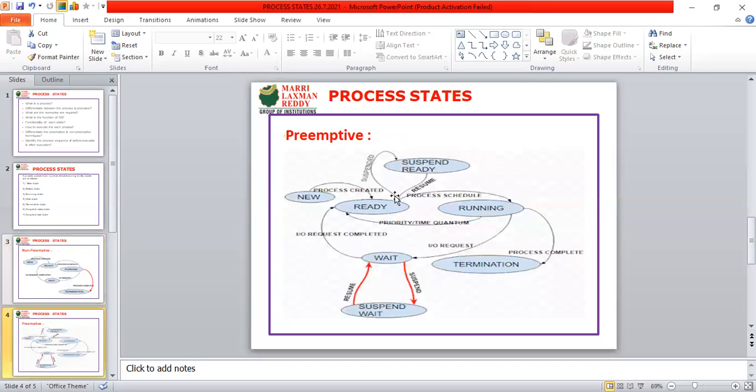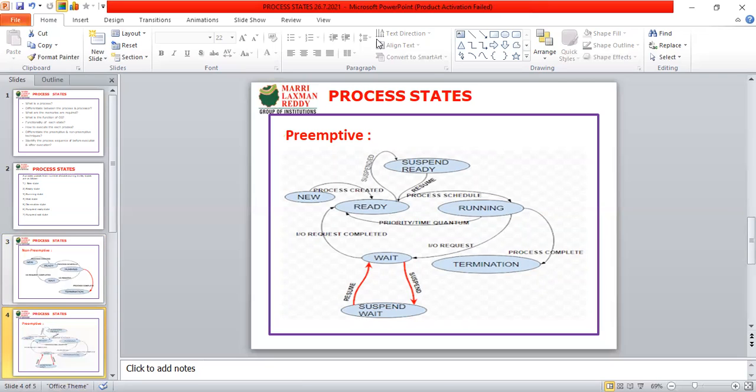Because of that, the preemptive method overcomes the drawback of the non-preemptive method. Now, what is preemptive here? There are a number of processes in the ready queue. As already discussed, in the new state the process is created, and in the ready state n number of processes are ready for execution. Same as before, which process is allocated to the processor is decided by the operating system.